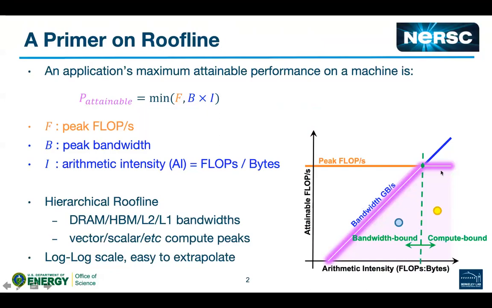So the plot is log-log scale. It's designed in this way so that it's easier to extrapolate when you have, say, double the flops or double the bandwidth, what happens with the performance. And of course, you can have multiple bandwidth lines or peak flops lines, depending on if you're running, say, a vector code or a heavily scalar code, or if you're looking at different memory levels.